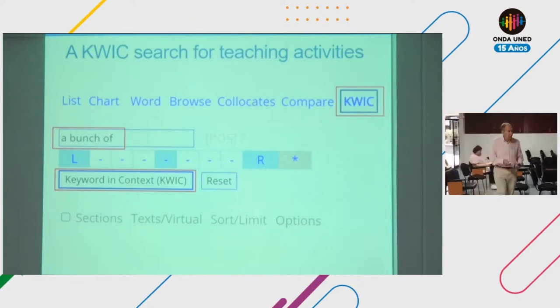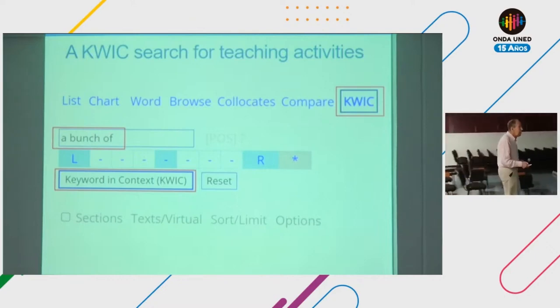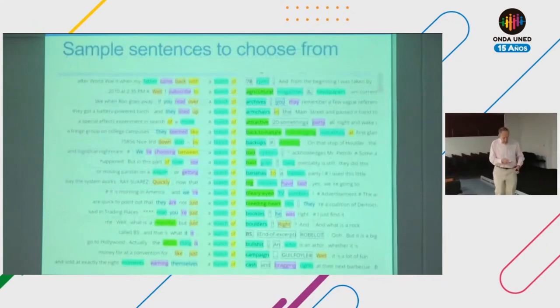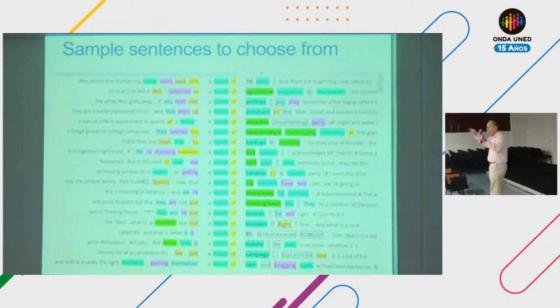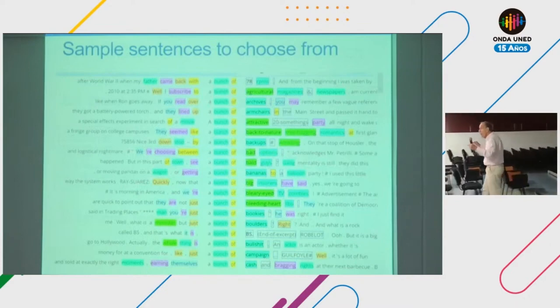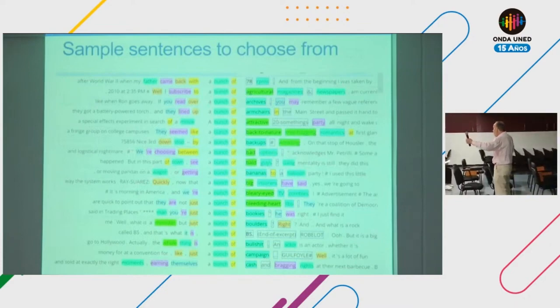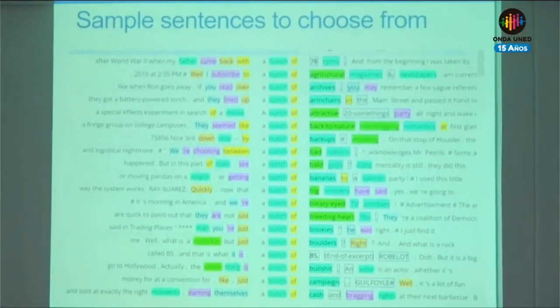So if I click on this, this is what I get. In the center, it's a bunch of, a bunch of, a bunch of. And then these are not complete sentences. It doesn't give you a full sentence. Sometimes there is a full sentence, but it's a certain number of words on the left, a certain number of words on the right. And you can copy them and paste them in a Word or an Excel document. And then you go through and you pick the ones that would be good for an activity.